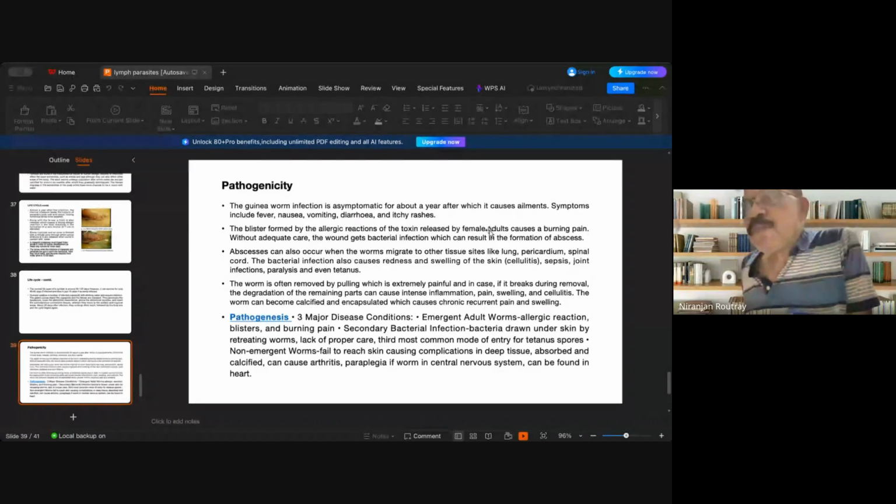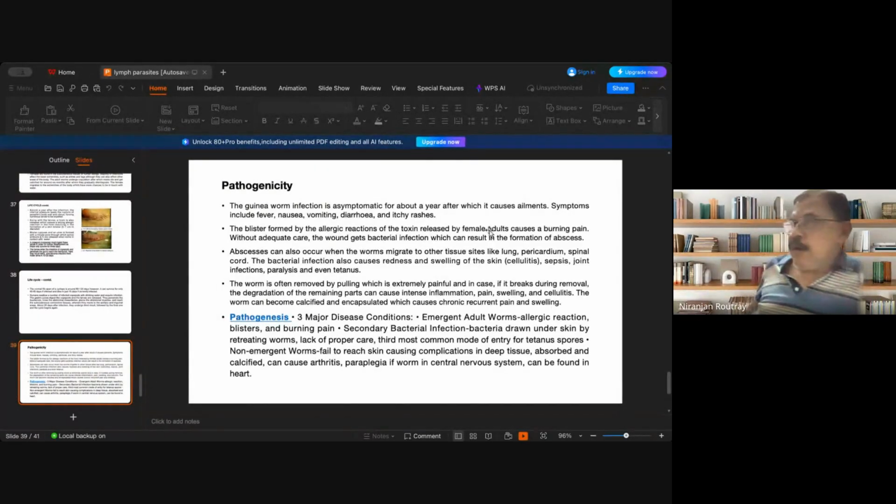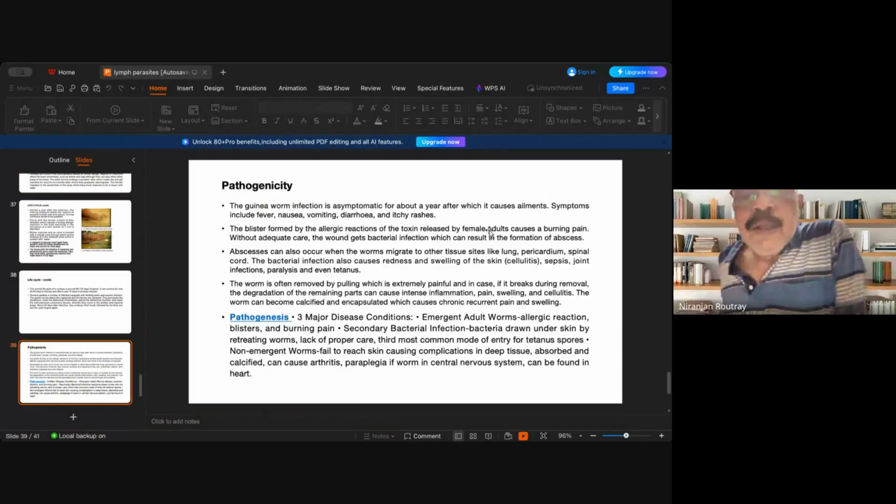Secondary bacterial means a blister जोटी कणा हे जाइतिबो अन्य bacteria प्रवेश करिवो. So secondary bacterial infection, bacteria drawn under the skin by retreating worms, lack of proper care, and third most common mode of entry for tetanus spores. So this opening may also invite the tetanus causing spores to enter.